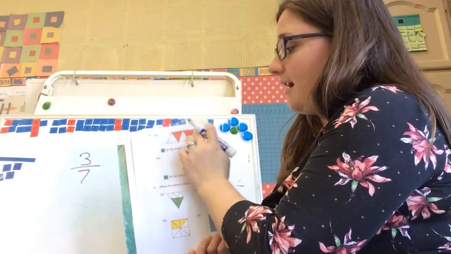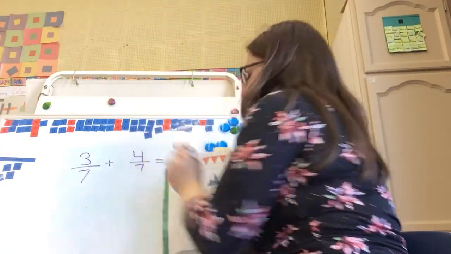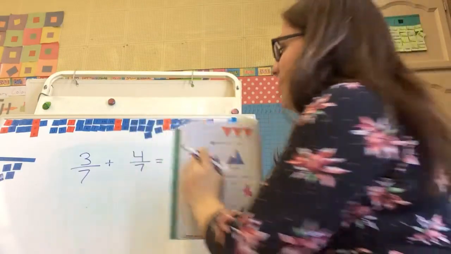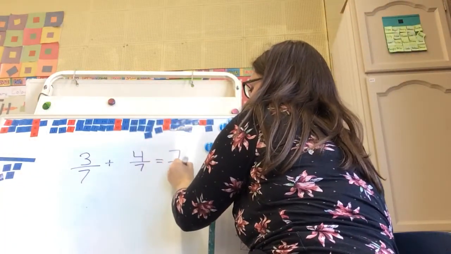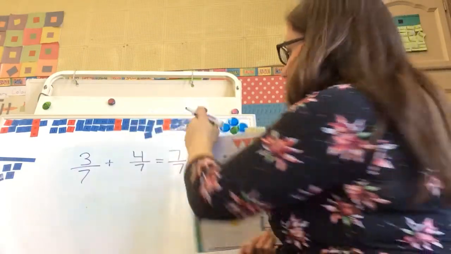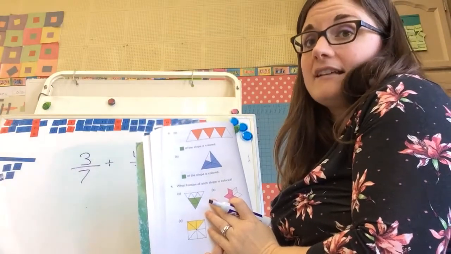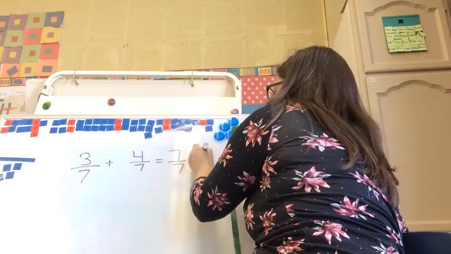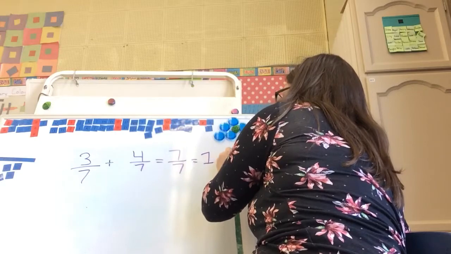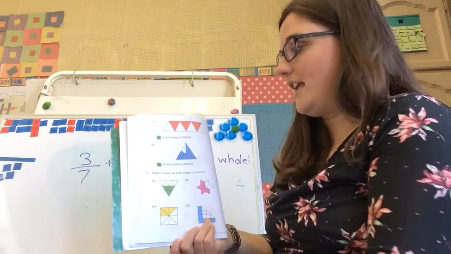If I add up the colored, 3/7, and I add them to the not colored, the 4, how many do I get? I now have 7/7. 3 plus 4 equals 7. So now I have 7/7, and we don't leave 7/7. We call that 1 whole. Okay, so you have the whole thing. If you have 7 of the 7 pieces, you have the whole thing.